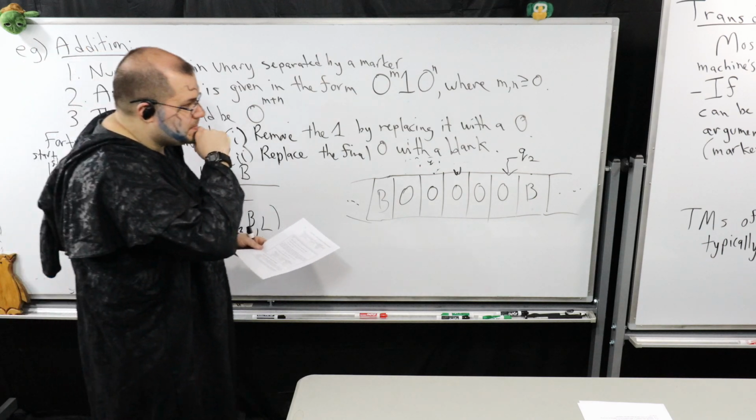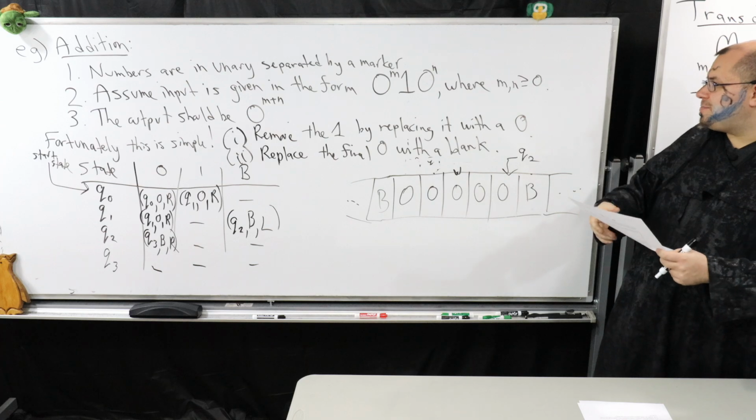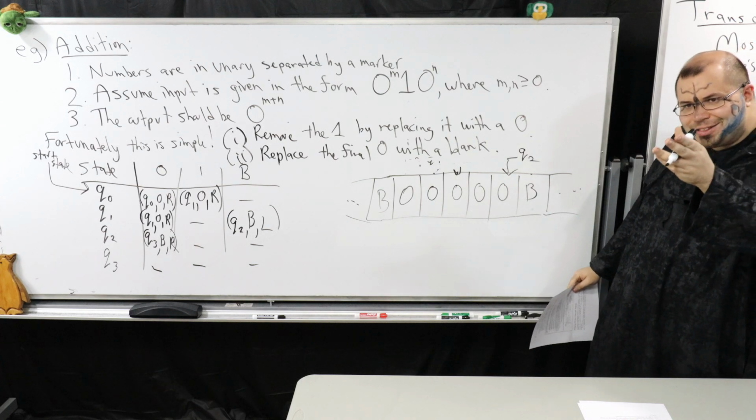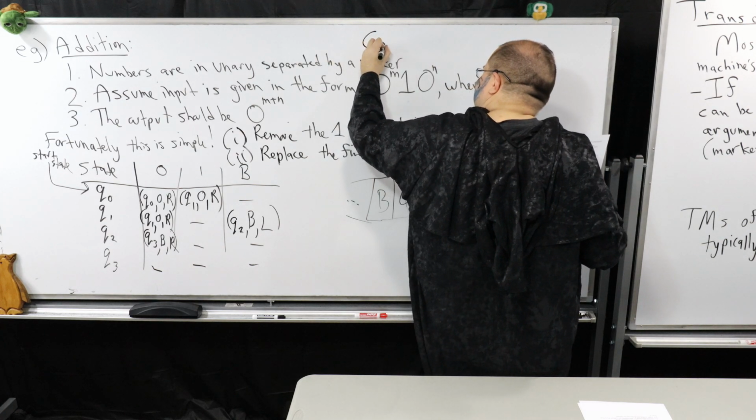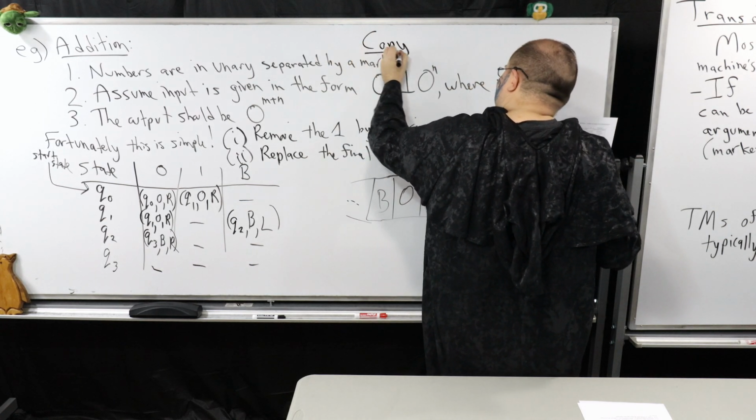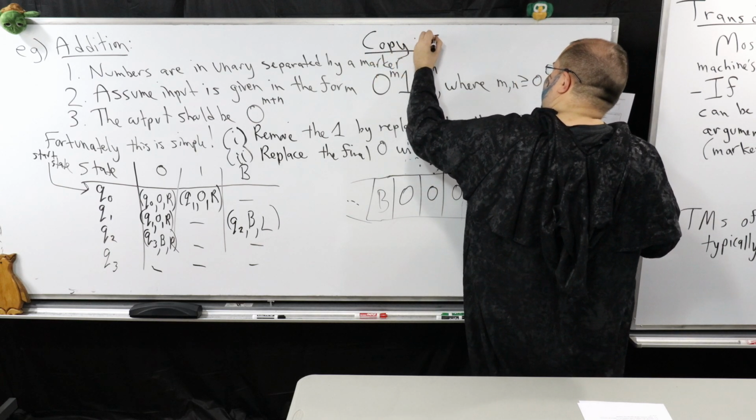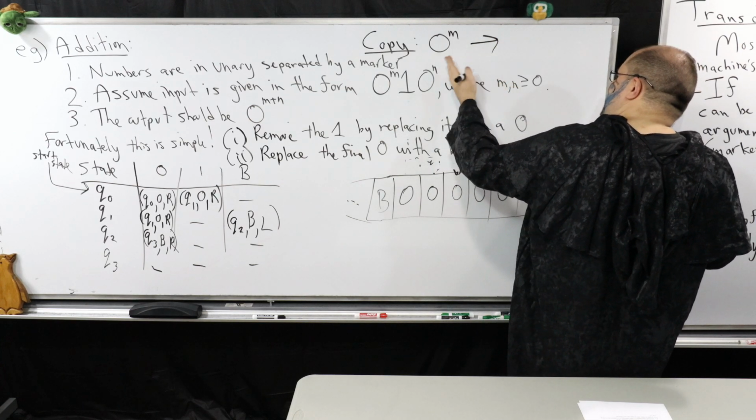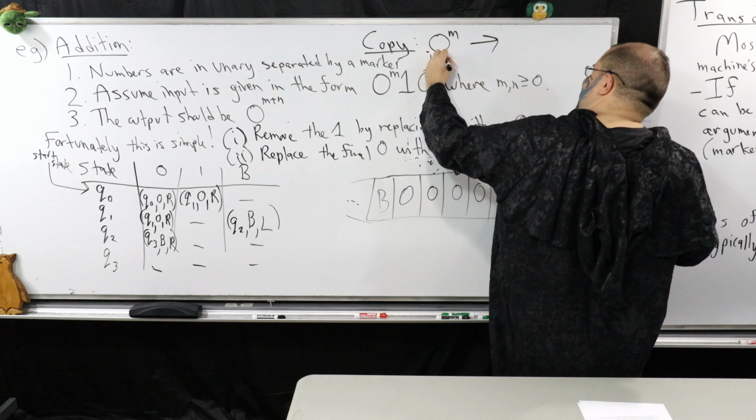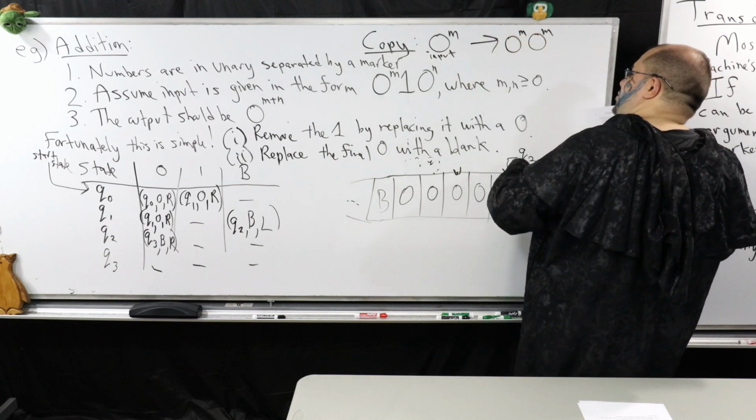So I have one more example of a transducer. Just for the sake of time, I'm going to ask you to take a look at it in the notes, but it's an example for copying. So if I give you a string in unary that looks like this, this would be the input. The output better look like it written twice like this.